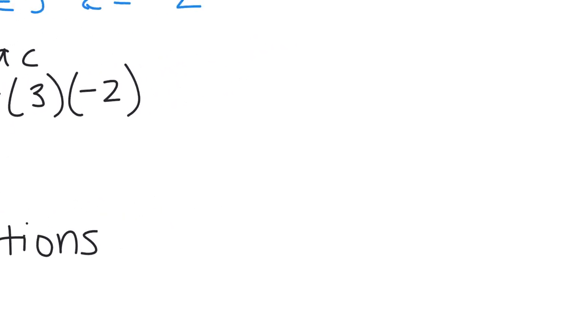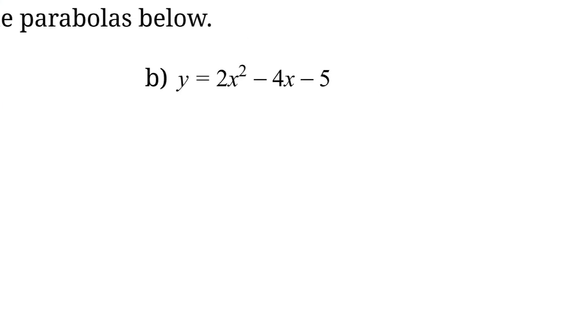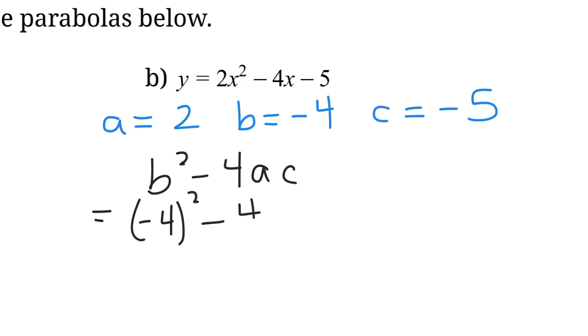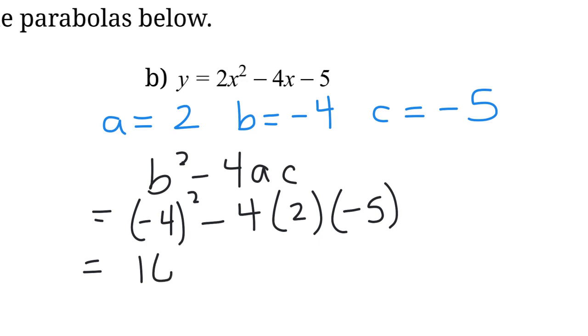Okay, so we're going to go to the last question here. Same idea. The equation is already rearranged and organized into the proper format. So we're just going to start off by identifying our A value, which is 2, our B value, which is -4, and the C value, which is -5. We're going to plug those numbers into the discriminant and see what we get. So I've got -4 squared minus 4 times 2 times -5. -4 squared is a positive 16.